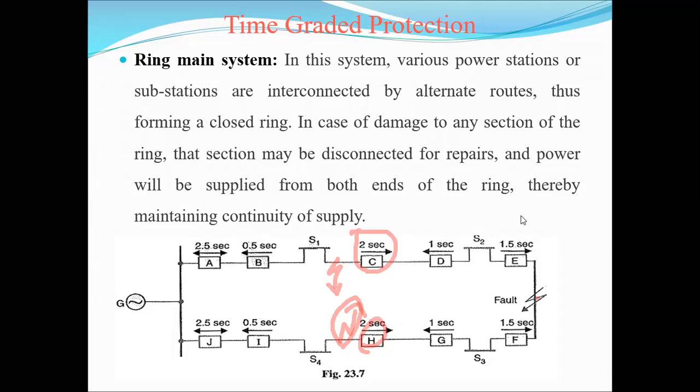Okay, that is the main reason for the setting of that time setting multiplier. By using this time setting multiplier, first of all we identify the symmetrical faults and asymmetrical faults. Why? Because by identifying the symmetrical and asymmetrical faults, we give the continuity of the supply.